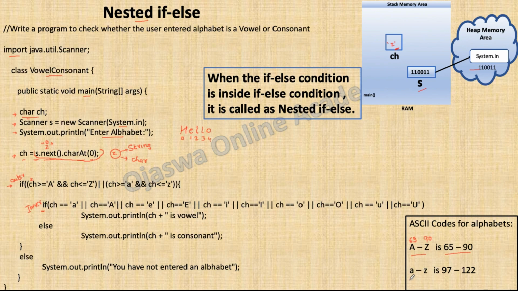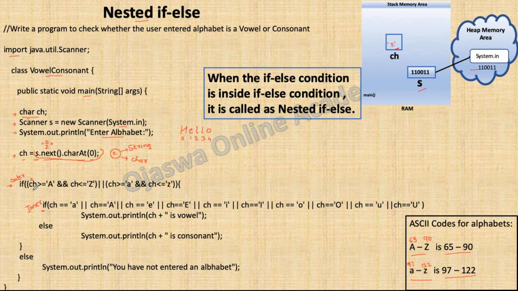And lowercase a to z has ASCII codes 97 to 122. Lowercase b will have ASCII code 98. Lowercase c will have ASCII code 99. This goes on. Lowercase z will have ASCII code 122. So this is the number representation defined for the characters.